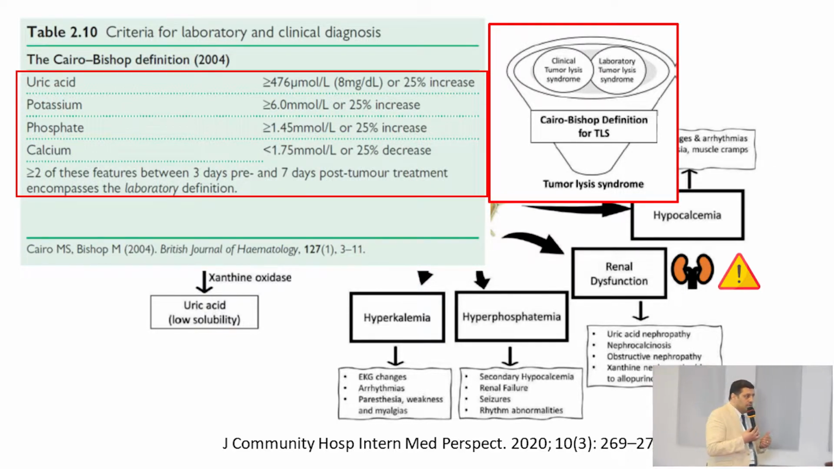So it is important to know the baseline of the patient before the chemotherapy or radiation, and to compare it with the post-treatment level. It may be within the normal range initially, and it will increase later. So a 25% increase in uric acid, potassium, or phosphate, or a decrease in calcium, will diagnose tumor lysis syndrome. We need at least two of these features between 3 days before and 7 days after treatment. I say before because tumor lysis may occur spontaneously, even before starting the treatment. And for clinical diagnosis, we must have at least one of AKI, arrhythmias, or seizures to diagnose tumor lysis syndrome. So this is all about pathogenesis and diagnosis.